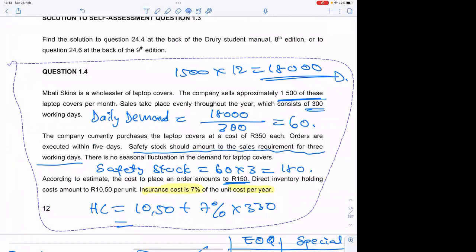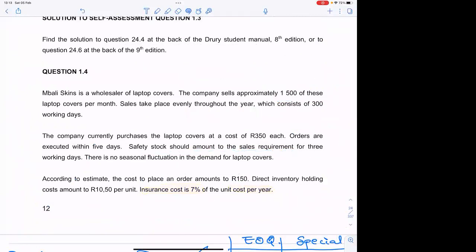Now, reorder point. The reorder point is the point where we are going to order our inventory so that when the supplier is bringing the inventory to us, we don't run out of what? Out of inventory. Remember, what we need to make sure is that when our customers come in, they find something.